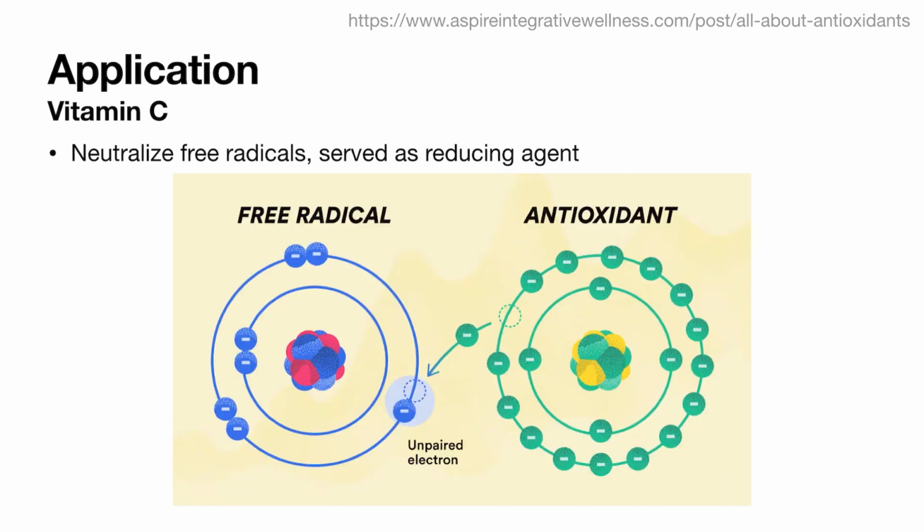The next application is vitamin C. This is the antioxidant that can protect the cell from being damaged by the free radicals in our body. So the so-called free radicals have an uneven number of electrons and carry a charge which makes them highly reactive to other molecules. And vitamin C serves as the reducing agent, donating electrons to stabilize the free radicals.